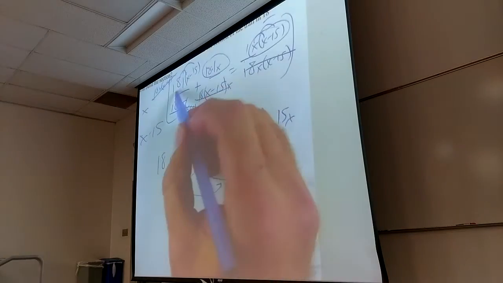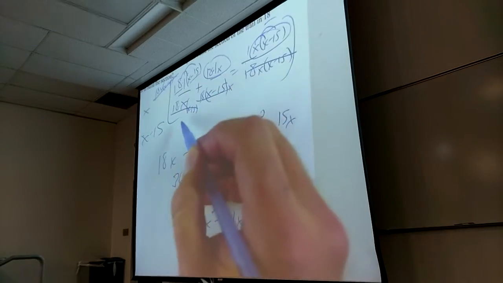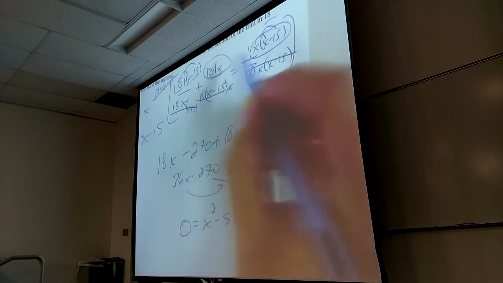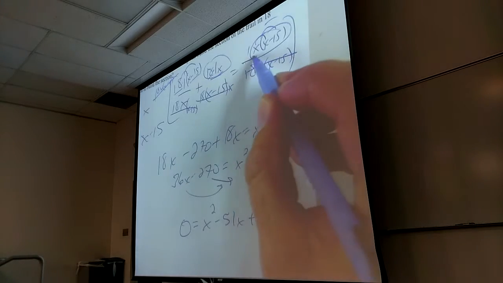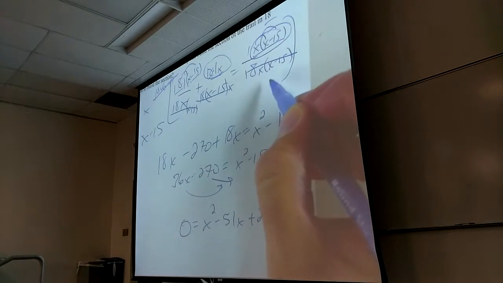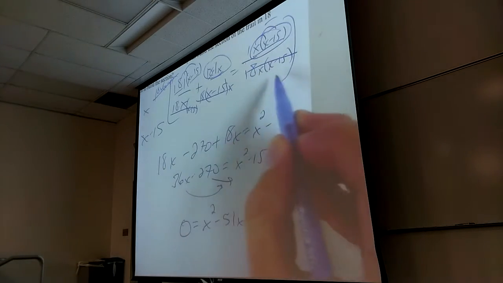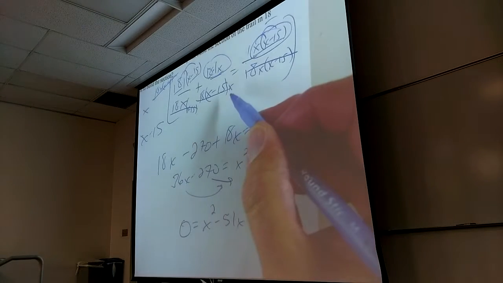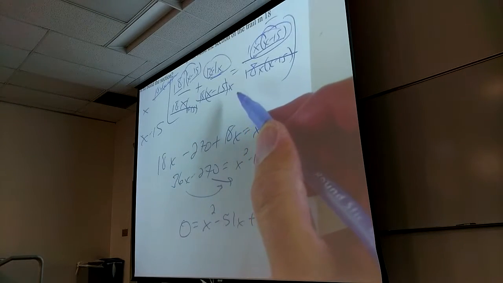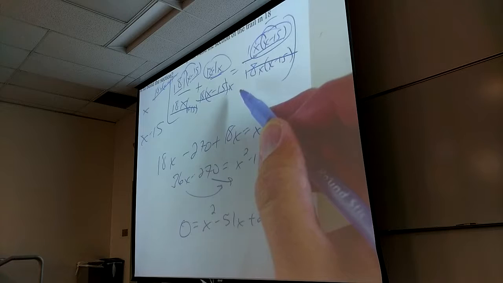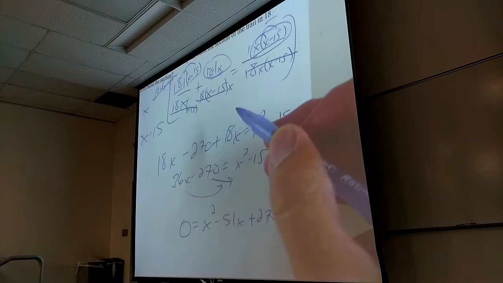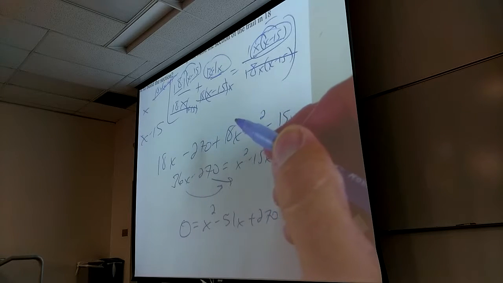Again, I gave this first guy 18x minus 15 because he was missing those things. I gave this next guy 18x because he was missing those things. I gave this last guy these because he was missing those. The bottoms cancel, I end up here. Why was I allowed to kill the denominators? Why was I allowed to kill them?